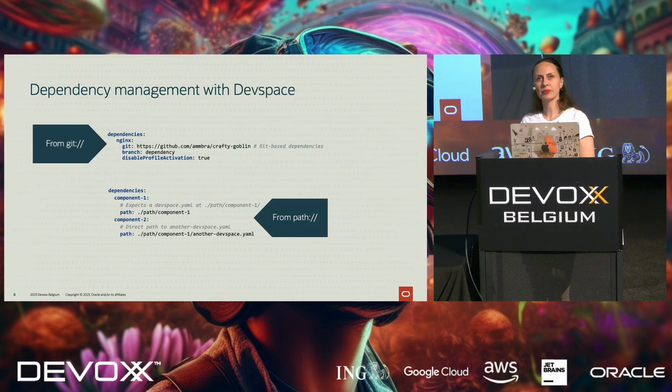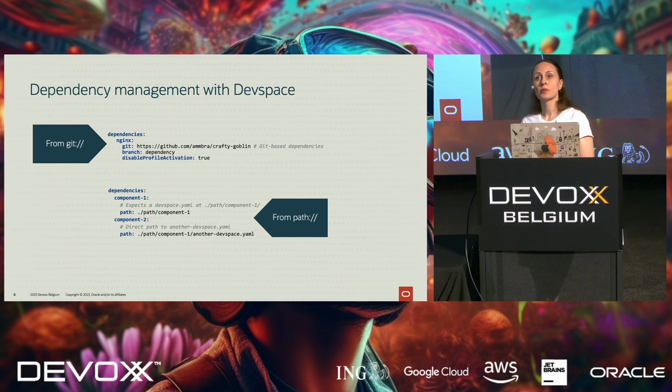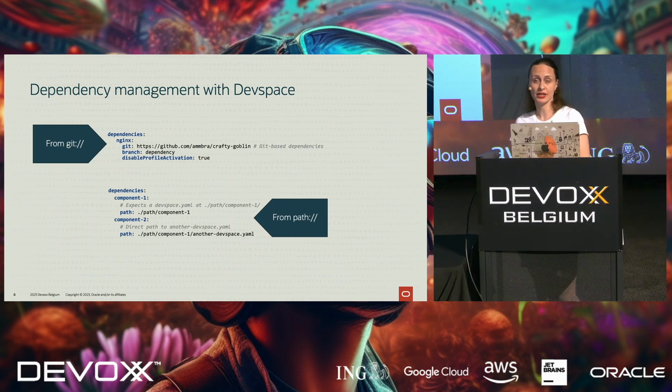DevSpace, you can handle dependencies in two ways. So for example, if you have a dependency to another project or you need to deploy a database or something, you can handle that also with DevSpace by, of course, for that path or that Git repo to have a DevSpace YAML defined in it. Otherwise, it will not be seen.